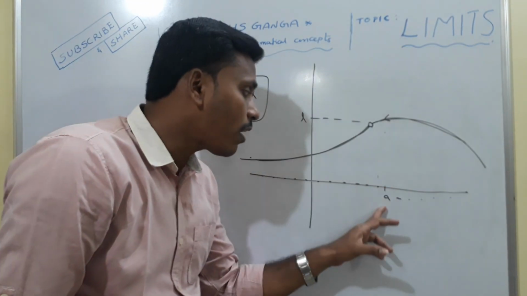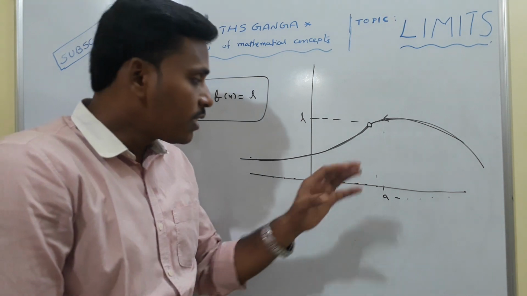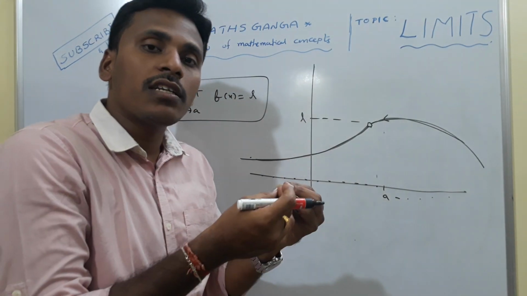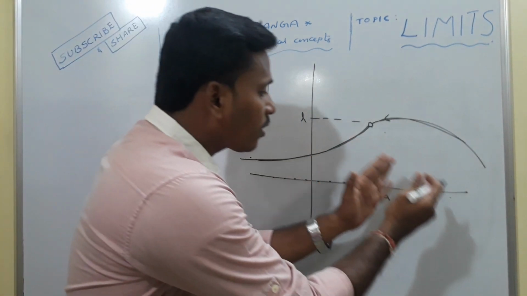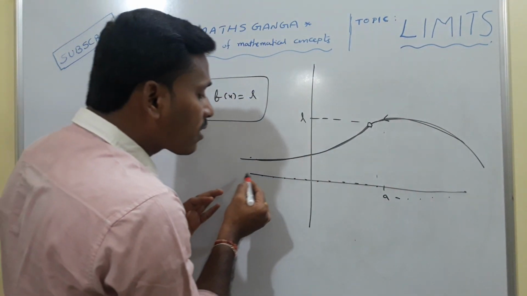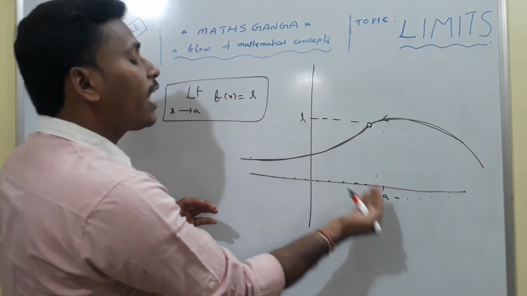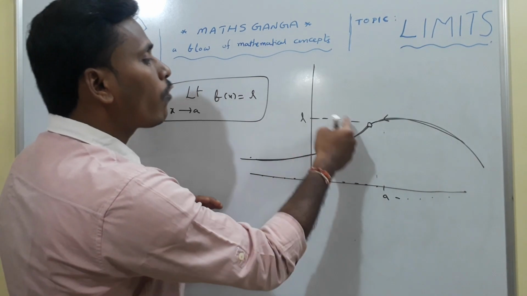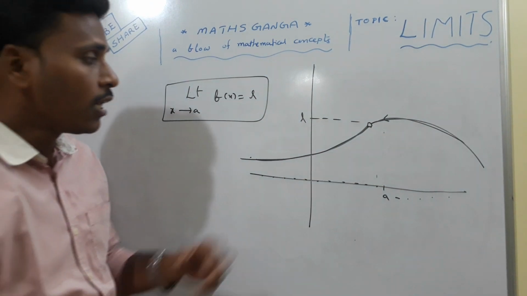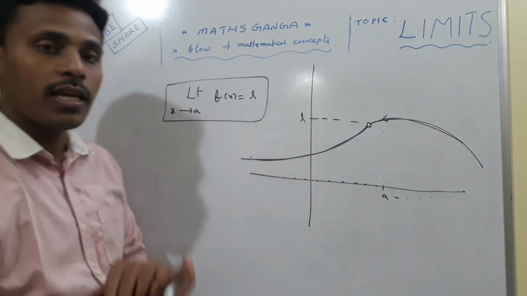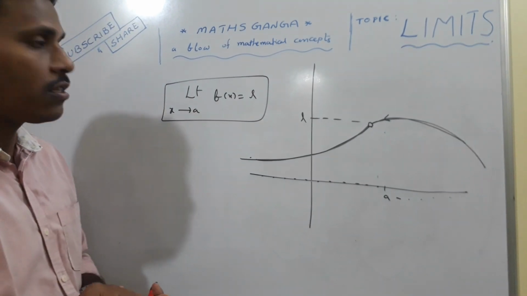But the function is not defined at A. At A, the function does not exist. But before A, the function exists, and after A, the function exists. So x is approaching A. On the left side of A, the limit of f of x is L. On the right side of A, the limit of f of x is L. So in this case also, we say that limit x tends to A, f of x is equal to L.